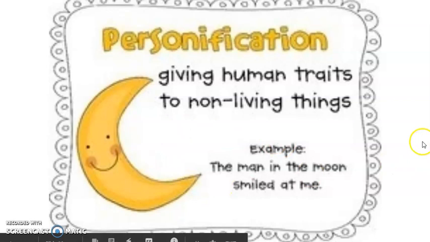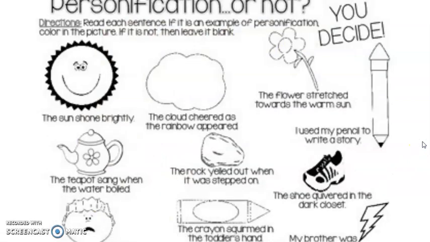Here's the Man in the Moon again. Here are some examples. You decide if this is really personification. Now you've seen lots of examples of what it is, so you should know. The sun shone brightly. Personification or not? I would say because it has the face, yes. It is personification. The cloud cheered as the rainbow appeared. So the word cheered makes it personified because in real life clouds can't cheer, can they?